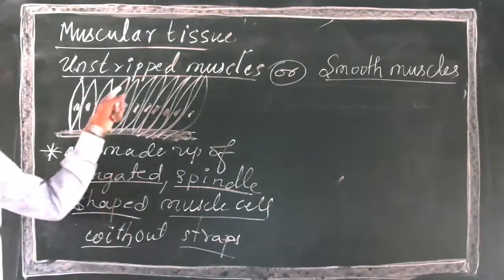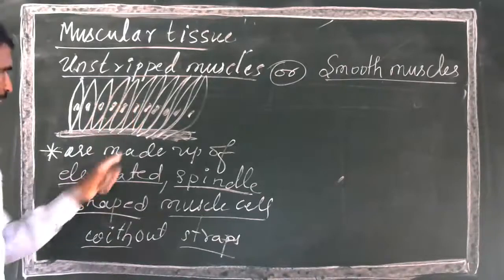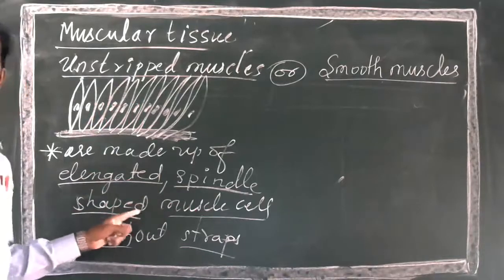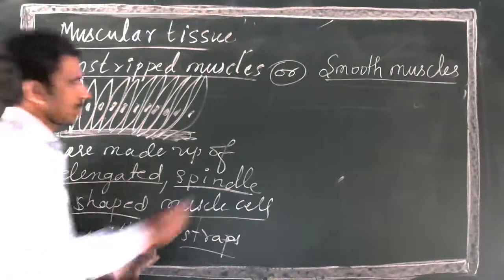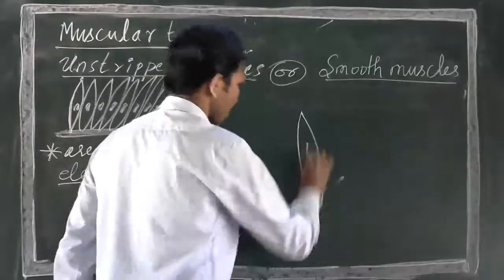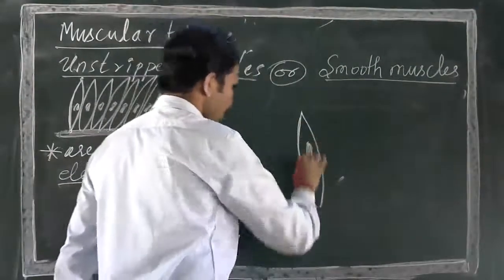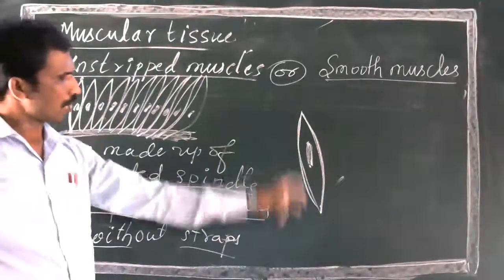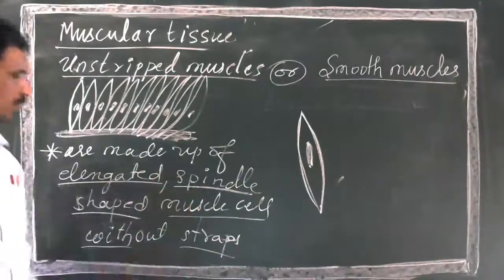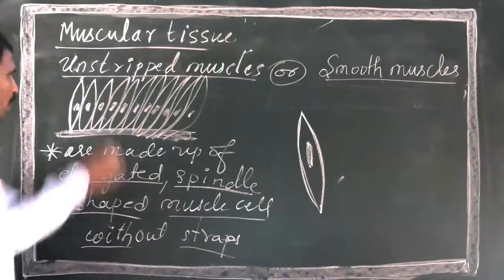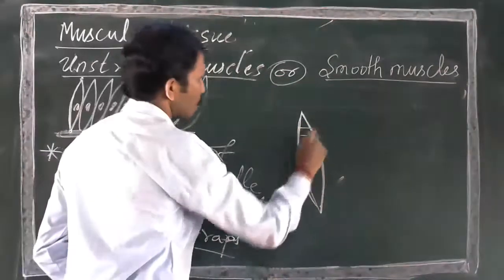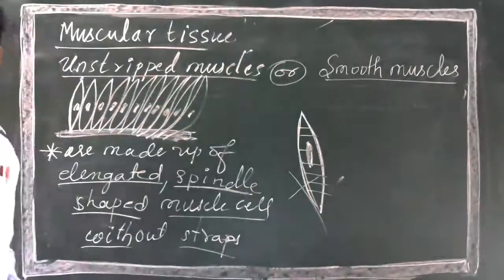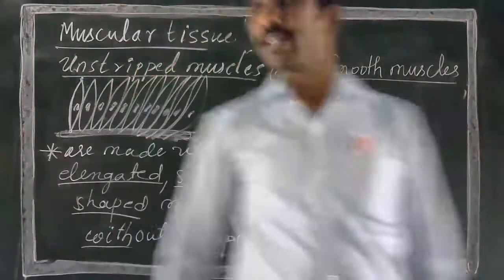Okay. So unstriped muscles are actually made up of elongated, spindle shaped fibers. Spindle shaped means sharp. Both the ends are sharp, like pointed. That's called spindle shaped. Without stripes, there are no stripes over here. Stripes are absent. These are called smooth muscles.